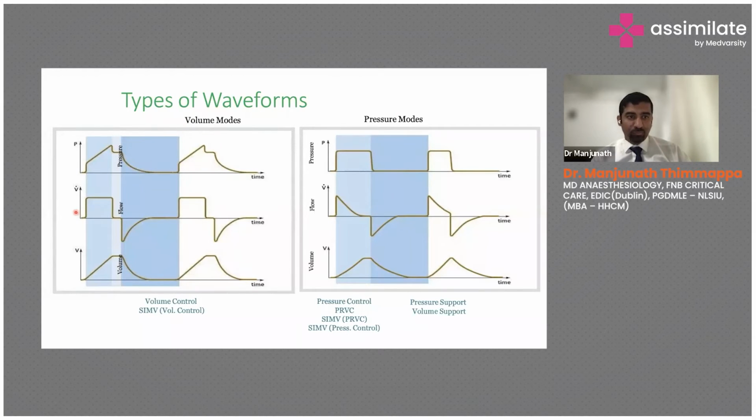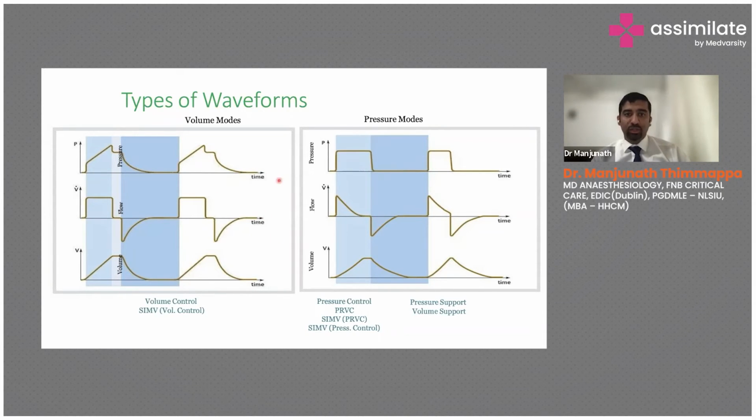In the volume mode, the volume is constant. In the pressure mode, pressure is constant. With support modes, pressure support and volume support, it won't actually reach the baseline. Inspiration, and the expiration actually starts in between. Here it is a control mode. After every cycling, it changes to expiration.